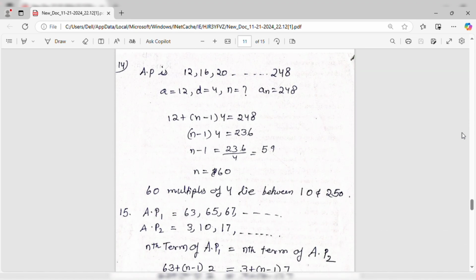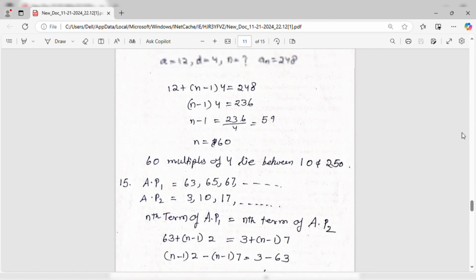14th question. How many multiples of 4 lie between 10 and 250? So the AP would be 12, 16, 20 up to 248. Again we will find n using the same formula, a plus n minus 1 into d, and we will get n as 60. So there are 60 multiples of 4 which lie between 10 and 250.